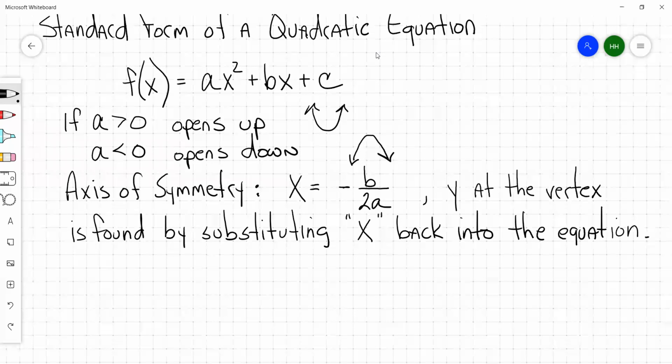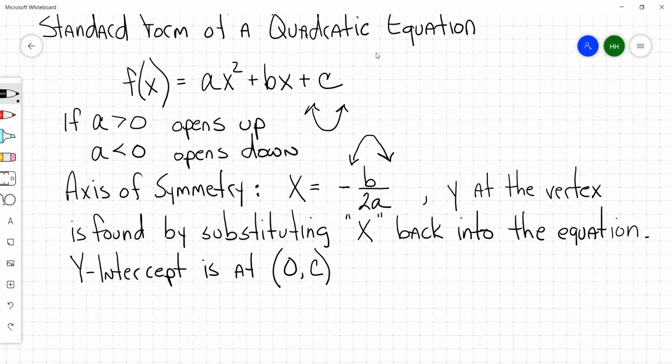The y-intercept of the graph is at 0 and c. The value of c out here. And what else? Graph it. Vertex form.